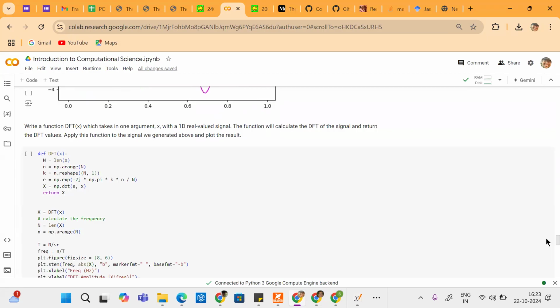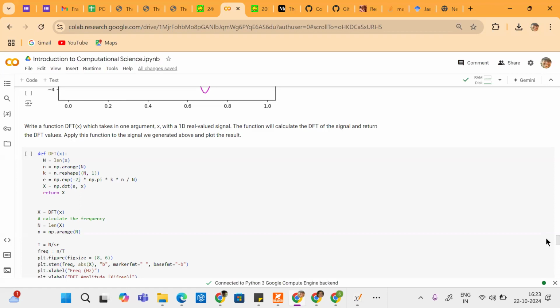Write a function dftx which takes in one argument, x, that is a one-dimensional real valued signal. Consider this importantly: I'm saying one-dimensional real valued signal. You should ask me, what about a two-dimensional real valued signal? What can a two-dimensional signal mean? Can you give examples? Image. Image. That will come soon.